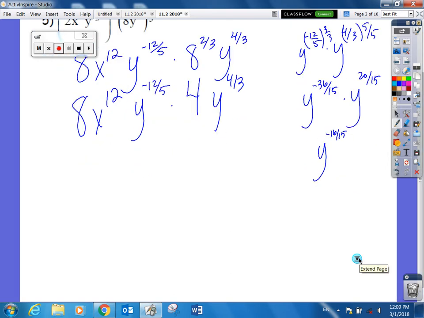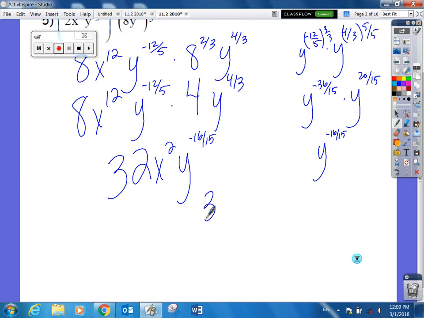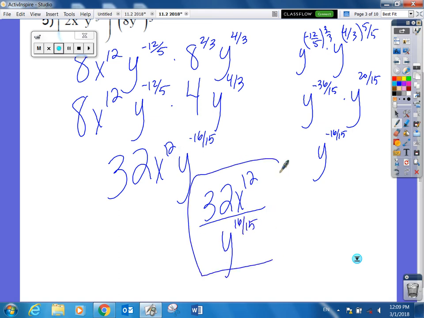So what I have right now is 8 times 4. I can go ahead and do that. 32x to the 12th, y to the negative 16 over 15. But we can't have negative exponents. So now I need to bring that to the bottom. So my answer would be 32x to the 12th over y to the 16 over 15. No negative exponents.